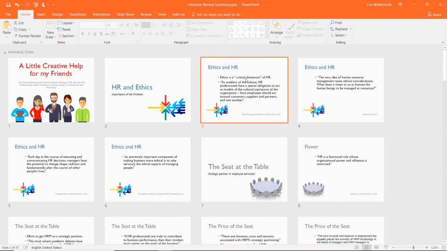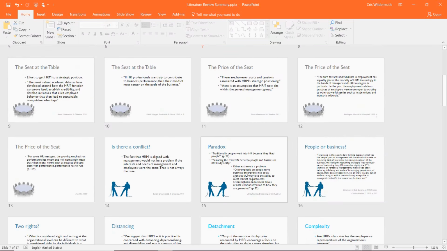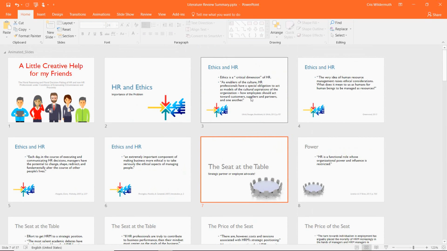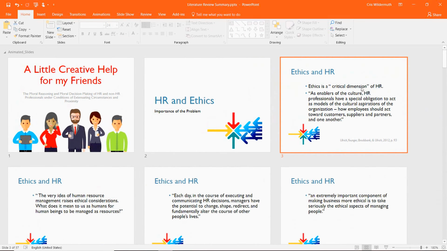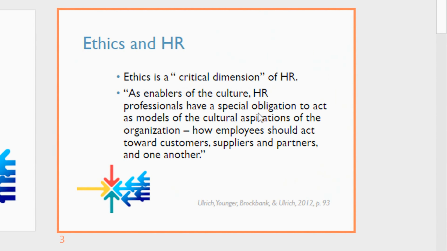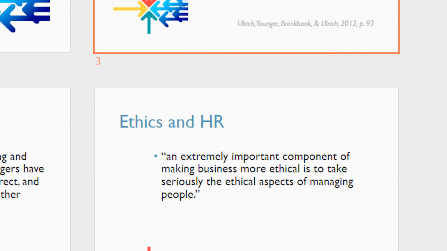Also, as I add my critical quotes from various authors in here, it makes it easy for me to start categorizing them. So I'm looking at this particular quote here. Let me make this a little bit bigger so that you can see better. And I'm thinking, okay, this particular quote, as enablers of the culture, HR professionals have a special obligation to act as models of the cultural aspirations of the organization. This looks to be in the category of ethics and HR.